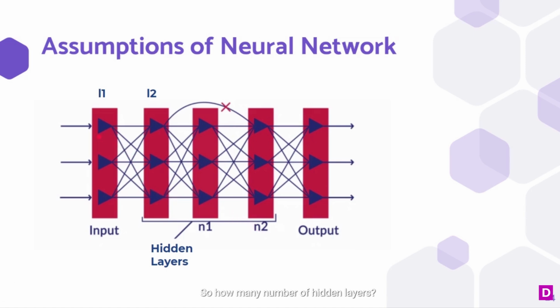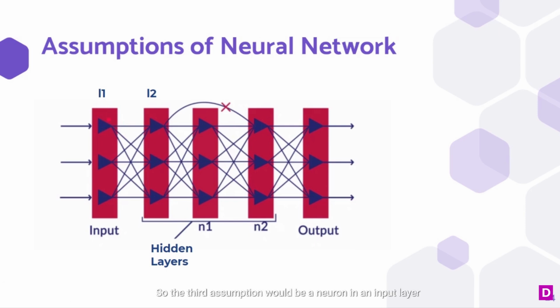How many hidden layers and how many neurons there should be are decision parameters, or hyperparameters, which we will be discussing in further sessions. But as of now, we can assume that in between the input and output layer, we have certain special layers called hidden layers.